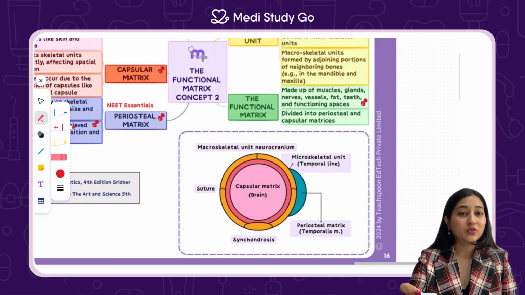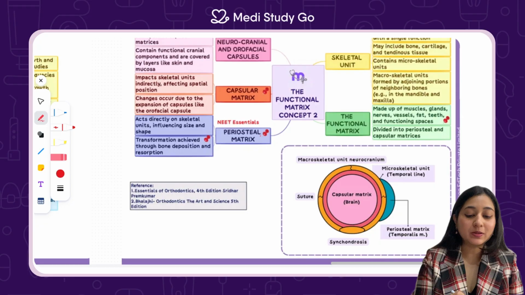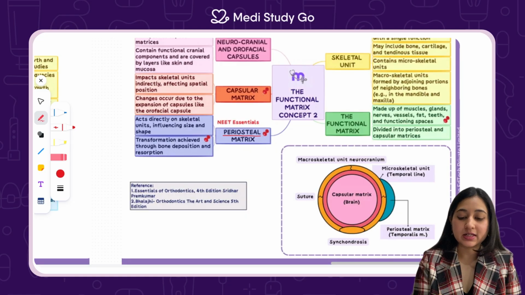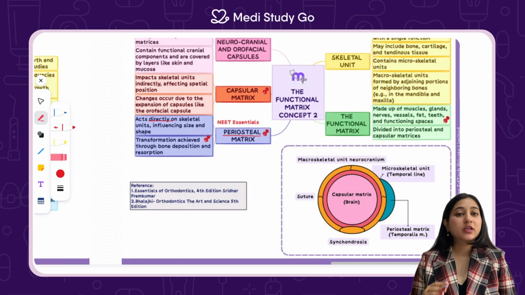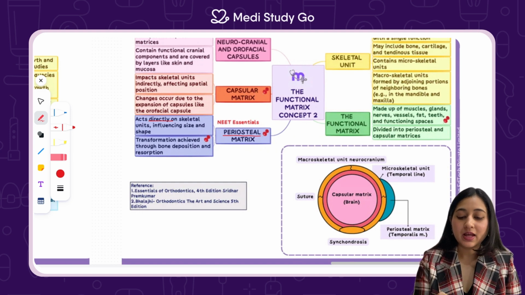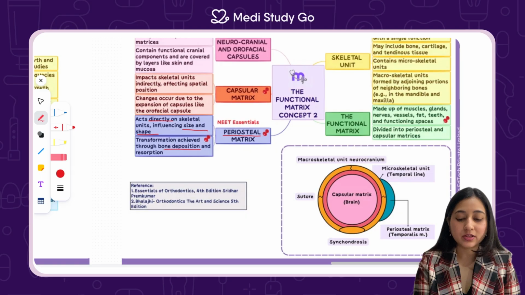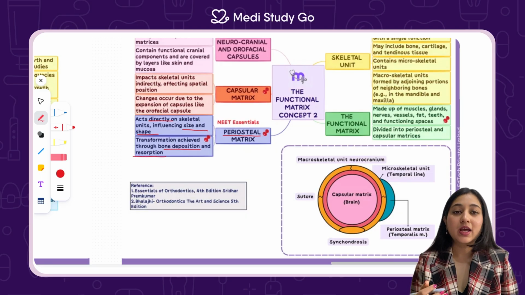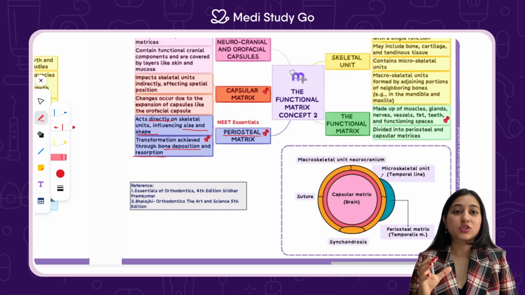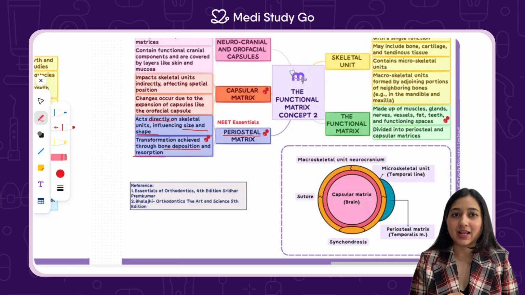Let's understand what each one of them means, starting with the periosteal matrix. As the word suggests, this is the periosteum and it's termed the periosteal matrix. They act directly on the skeletal units, influencing their size and shape. The key point here is that the periosteal matrix acts directly on the skeletal units. They influence their size as well as shape. Transformation is achieved through bone deposition and resorption. Bone deposition and resorption is like a bone remodeling process which the periosteal matrix can enable, and this is how they cause the change in the shape and size of the skeletal tissues. And remember that the periosteal matrix acts directly on the skeletal units.